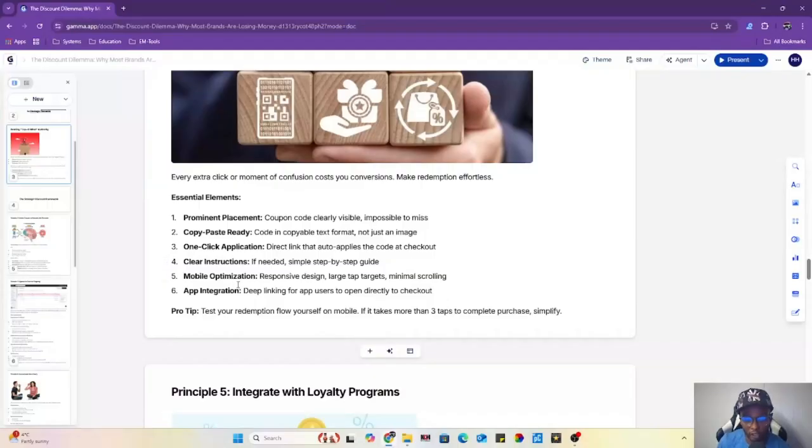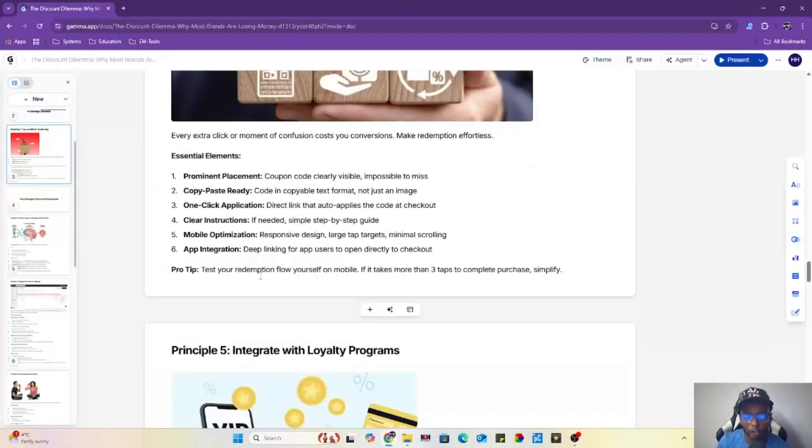Mobile optimization: responsive design, large tap targets, and minimal scrolling. App integration: deep linking for app users to open directly to checkout. Pro tip, test your redemption flow yourself on mobile. If it takes more than 3 taps to complete the purchase, simplify it.